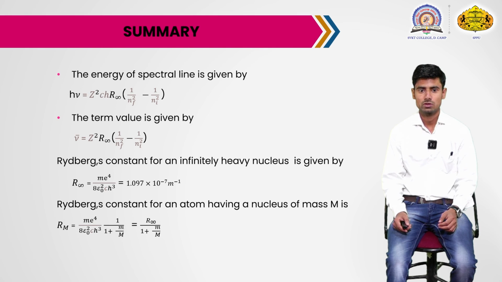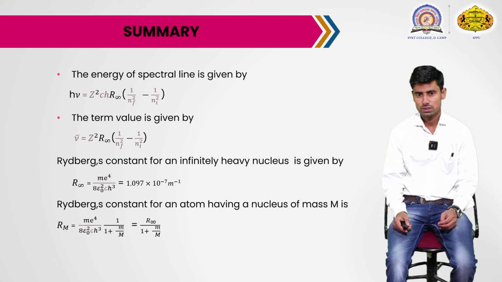Now let me recapitulate what we have seen in this lecture. We have seen the formula for the energy of a spectral line in the hydrogen atom, which is given by h nu equals Z square c h R infinity times (1 by nf square minus 1 by ni square). And the term value indicates the wave number. If you divide this energy h nu by ch, you will get the term value, which comes out to be nu bar equals Z square R infinity times (1 by nf square minus 1 by ni square).